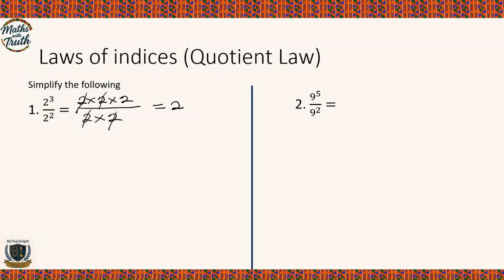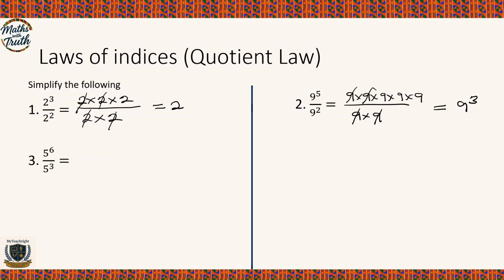The second example, we have 9 exponent 5 divided by 9 exponent 2. We have 9 times 9 times 9 times 9 times 9 divided by 9 times 9. And then we can cancel out the common factors between the two. We've cancelled out those factors, leaving us only 3 of the 9's. So we have 9 multiplying itself 3 times. So we have 9 exponent 3.